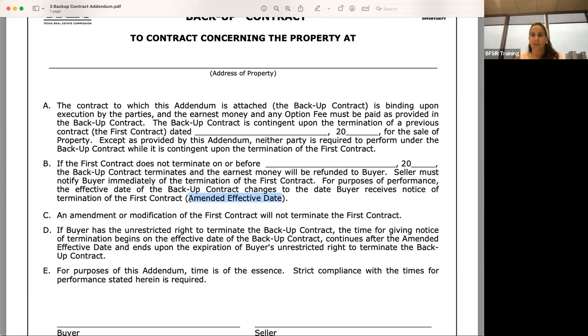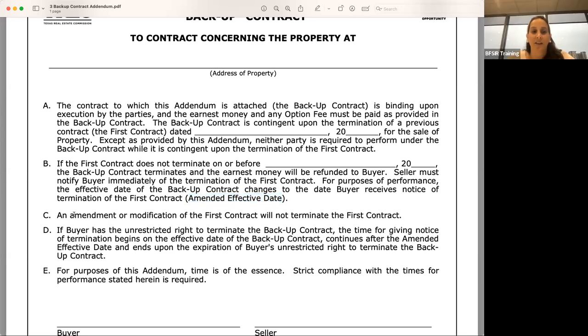So basically, it's like you have, go ahead, Kathy. I'm sorry, I didn't mean to interrupt, but when they amend that effective date, they need to use that form. Okay, just to notify, you want to make sure that everyone's on the same page. There's a specific form to notify of the new effective date when your backup contract becomes primary. It's a TREC form. Correct. Next time I'll show that form. But yes, you just want to make sure everyone's on the same page about what the effective date is.